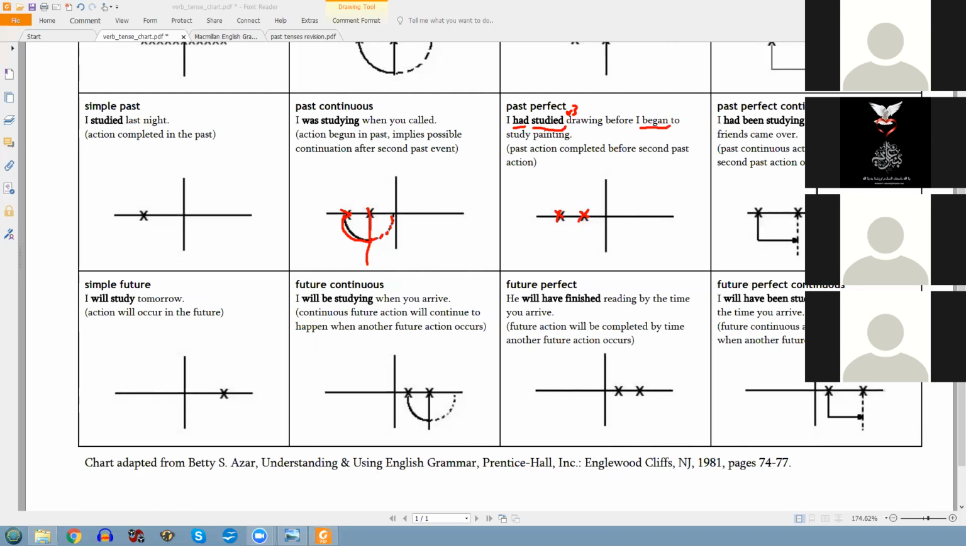Excellent. Hassan. Okay, the first one finished the task before the second one started. So I had studied drawing first, then I began to study painting. That's it. So we would use this in the context of a letter to show a sequence. So this finished, then something else finished. So how could we use this? Can we think of anything?